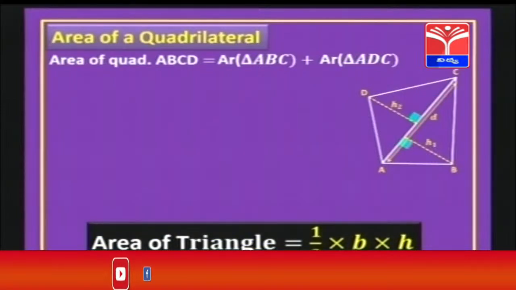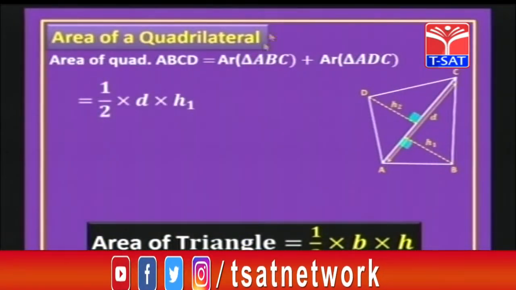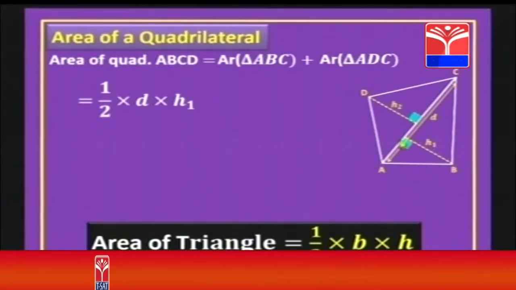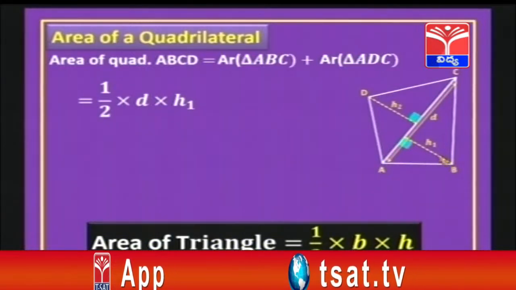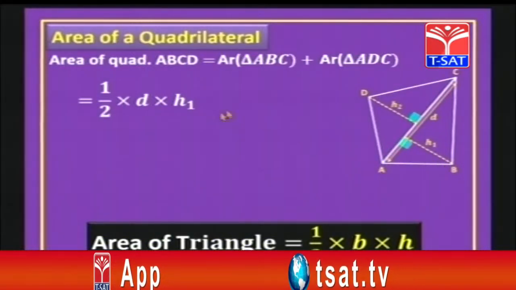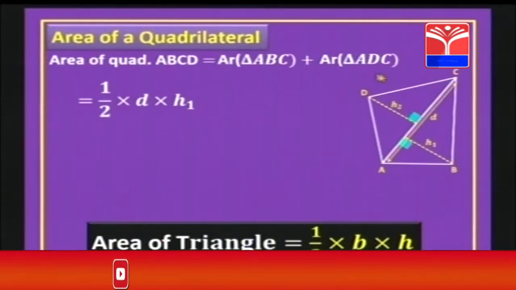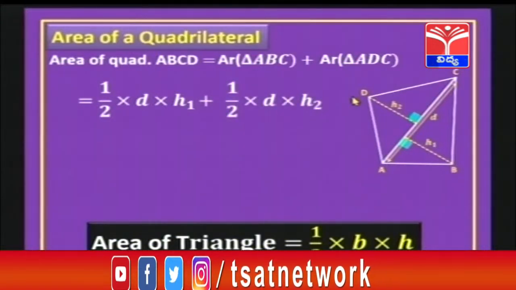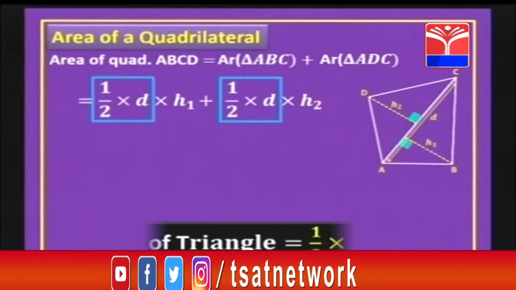So area of triangle is given by half into base into height. So area of triangle ABC is, I am assuming AC as the base. So what is the length of AC, children? D. So half into base is D, into its altitude or height is H1. So into H1. Now what will be the area of triangle ADC, children? You are right. It is half into D into H2. Now again, do you notice anything common?